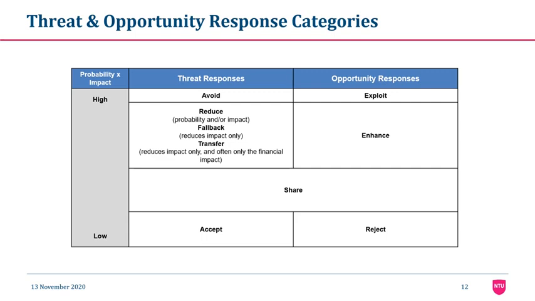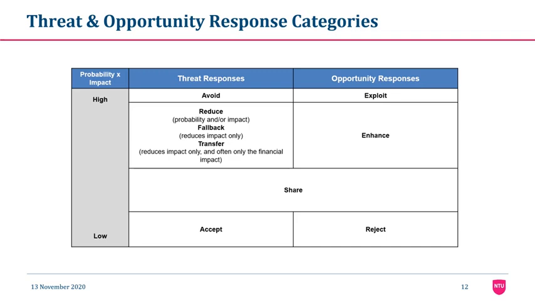For opportunities, we have exploit, which means if the risk happens, you would take advantage of it and use it. Enhance is where you take action to improve the likelihood of the event occurring, and you enhance the impact if the opportunity should occur. This is not the same as exploit, but doing certain things will give a greater chance for the opportunity to happen.